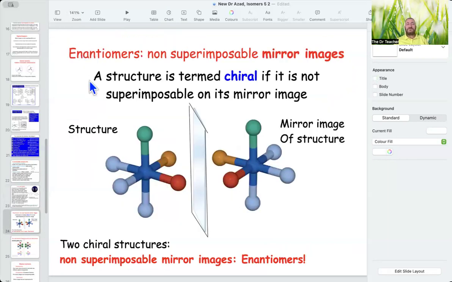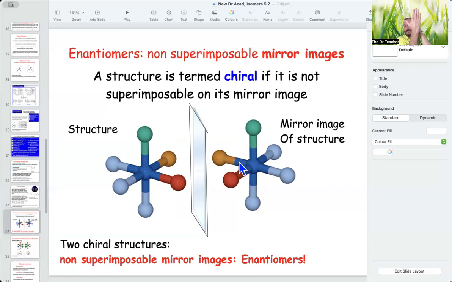In enantiomers, we have non-superimposed mirror images. Superimposed is this one: two hands superimposed, and they are mirror images of each other. But if you change like this, these are not superimposed. They are mirror images, but not superimposed.